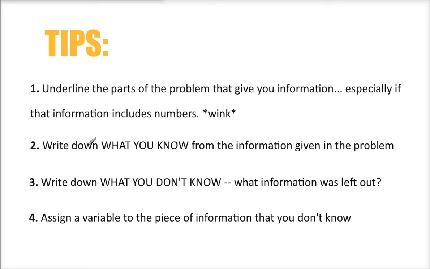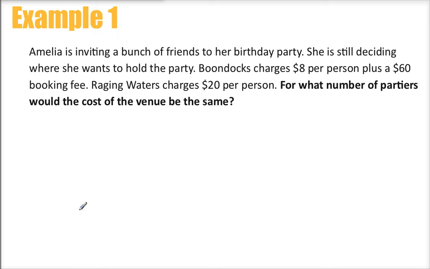Number two, write down what you know that's given in the information from the problem. Okay, so they give you information in the problem. Number three is write down what you don't know. What information was left out? When I'm writing story problems, I have to be kind of subtle in the information that I'm leaving out. And finally, number four, assign a variable to that piece of information that you don't know. Okay, so let's use these tips as we go through our first example.